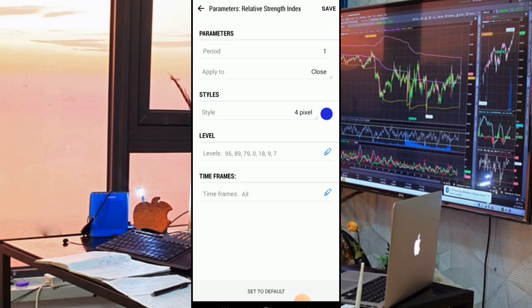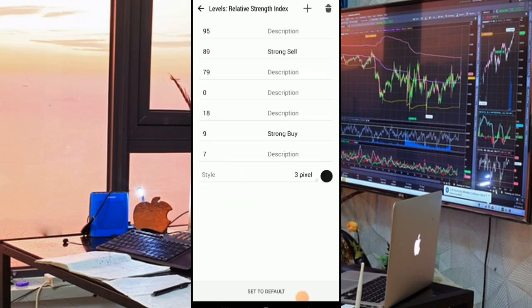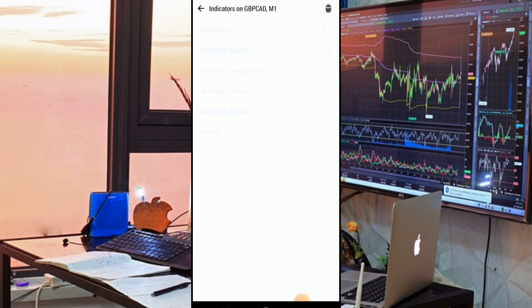So you're just going to go to the relative strength index. You're going to click period 1, then apply to close, and then we use 4 pixel, and then remember that you use this pencil over there, and then you click there. Then you're going to put 95, 89, 79, 0, 18, 9, and 7, and then we use 3 pixel, and then we go back, and then we click save, and then we have got our RSI.